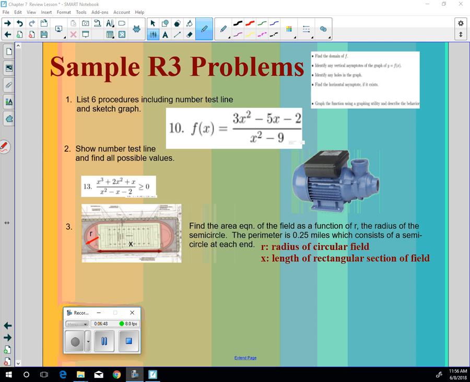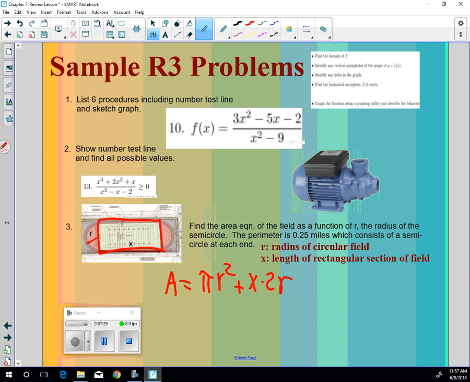The perimeter consists of the circle, and let's see, find the area as a function of r. So if you look at the area of this, it's going to be one semicircle plus another, which is just going to be pi r squared. And then the area of this is going to be x times 2r. And so there you have that. The perimeter is 0.25 miles.